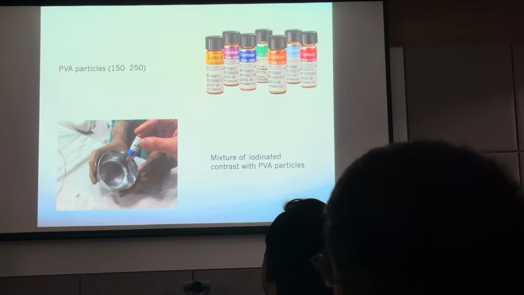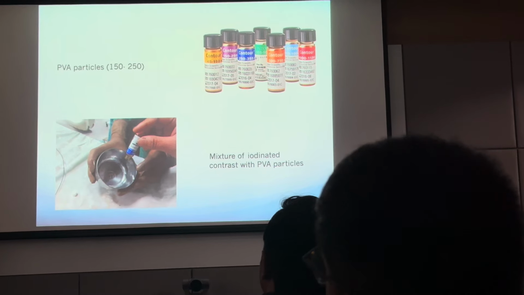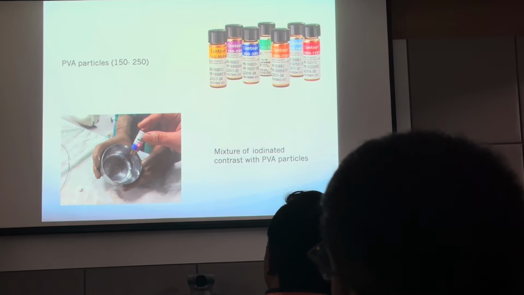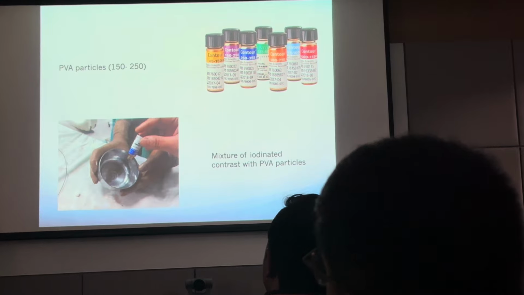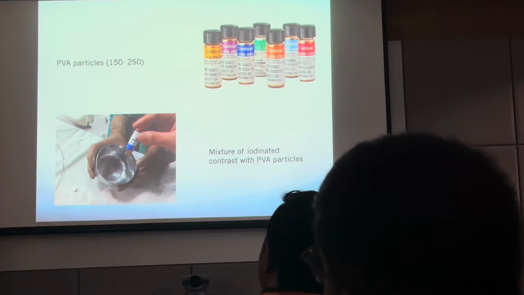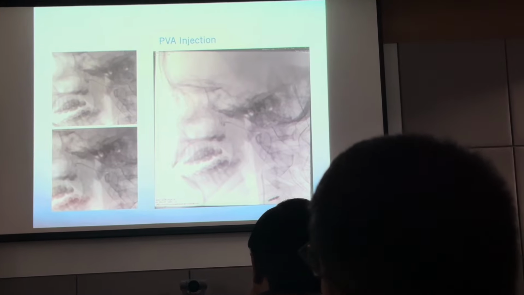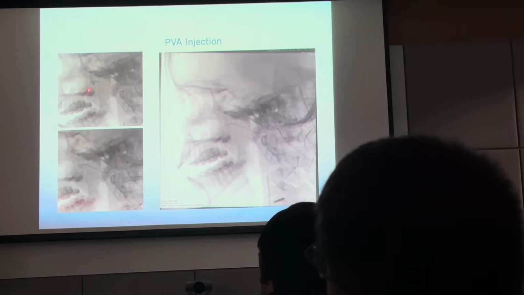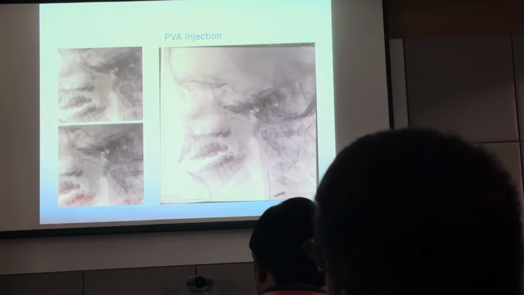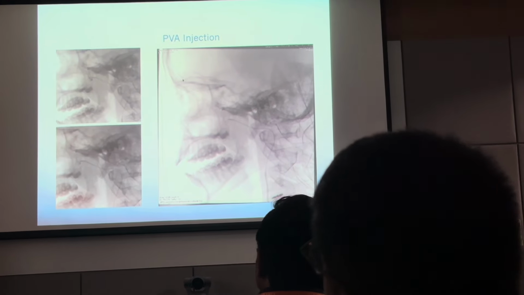This is how the embolic material is prepared. This is a contrast, and then you select what size of PVA particle we want. Generally, it is 50 to 150 micron for all the JNAs. And then we start embolizing the tumor. So how do we do it? You can see here, we do it in pulses.